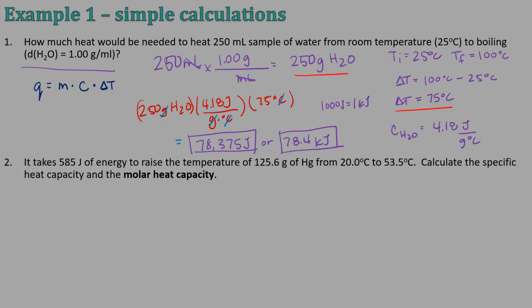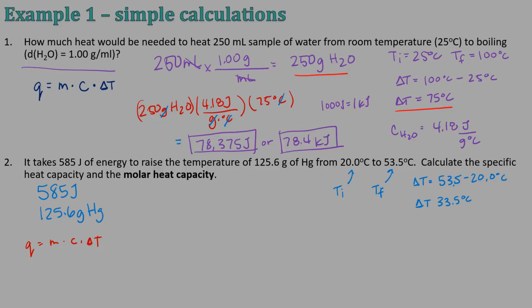Okay, the next question: it takes 585 joules of energy to raise the temperature of 125.6 grams of mercury from 20 to 53.5 degrees Celsius. So this is my initial temperature and this is my final temperature. To change the temperature, I'm going to have to go up 33.5 degrees. My formula, Q is equal to mass times C times delta T. So I'm going to plug those in.